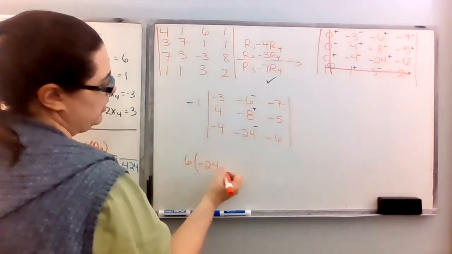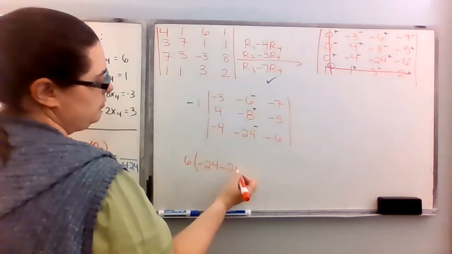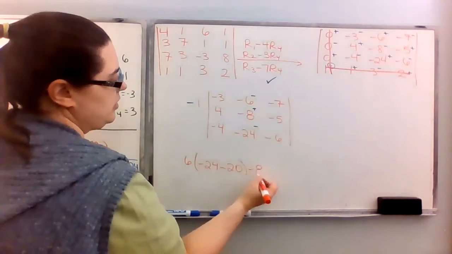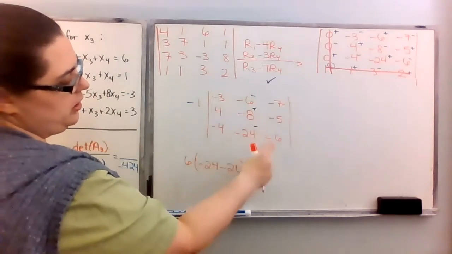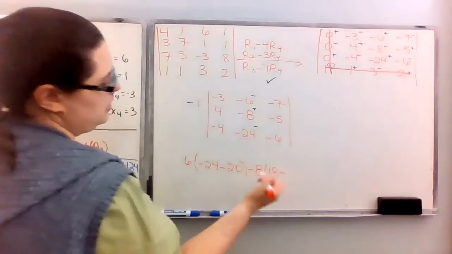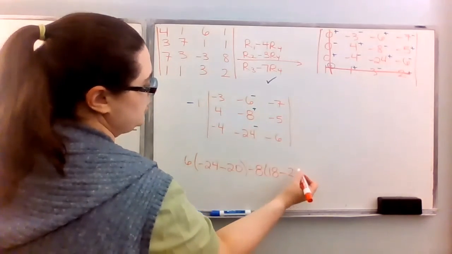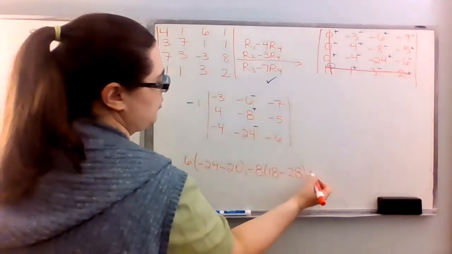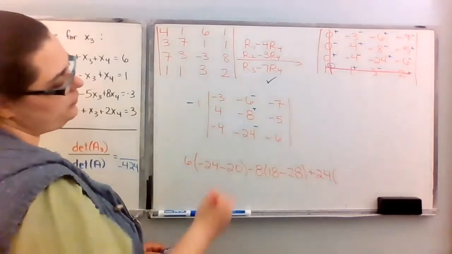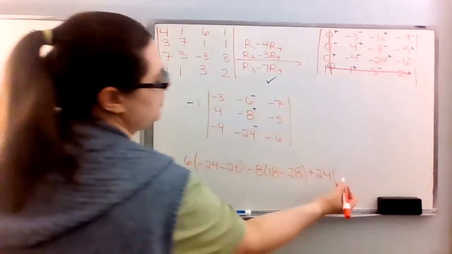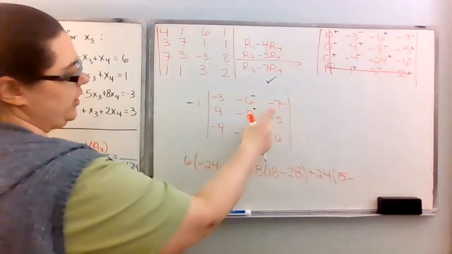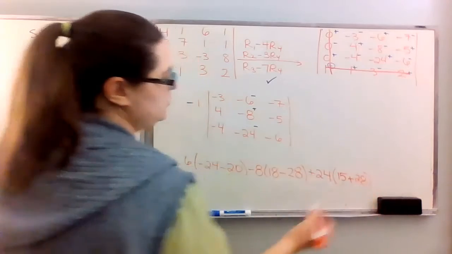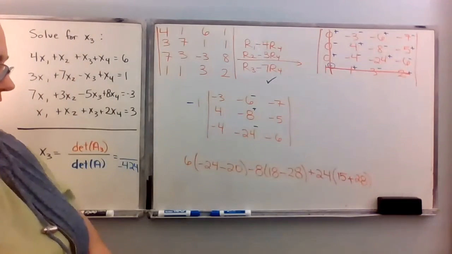-24 minus 20. And I have plus, which means I keep the sign as a -8. 18. 7 times 4 is a 28. And then minus a negative is going to turn that into a +24. 15. And then, oh, -7 times 4 is a -28. So this will turn into +28. So there we go. That's what we're going to end up getting for our determinant.